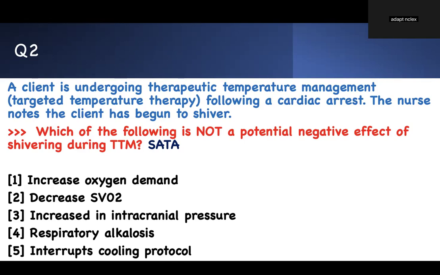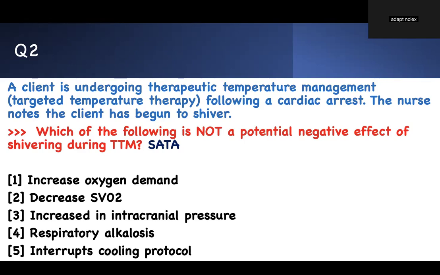When you shiver, you're going to increase oxygen demand. Your whole body is in a hyperdynamic state. Oxygen demand is going to increase. In the process, you're going to increase oxygen consumption. Therefore, the first one is right. If I increase oxygen consumption, my venous saturation is going to go down, so SVO2 goes down. Those are all what you expect. Your brain also is going to increase its activity. In the process, you have increasing intracranial pressure. So that is what is going to happen.